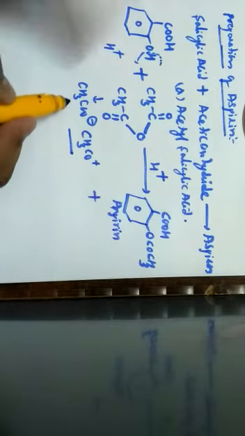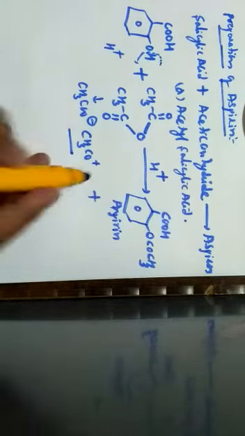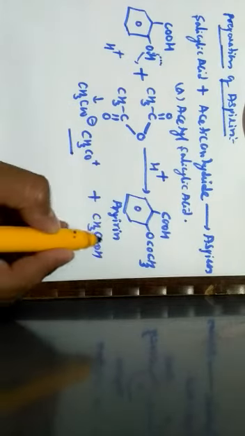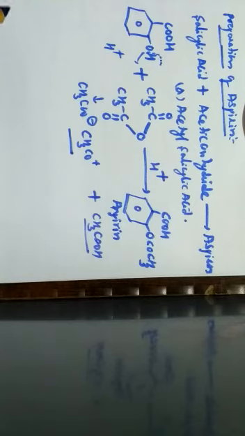So what is left out? CH3COO minus is left out, which combines with H plus, that gives acetic acid, that is CH3COOH. This is the method by which aspirin is prepared.